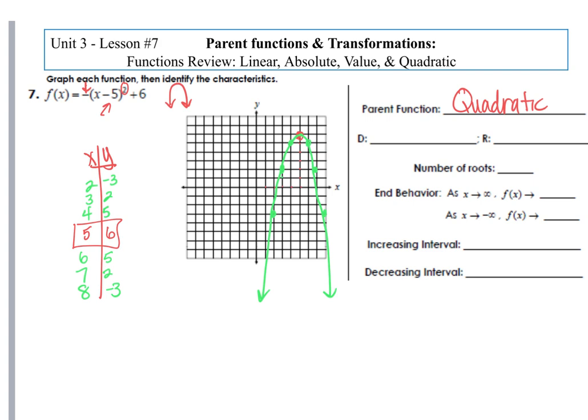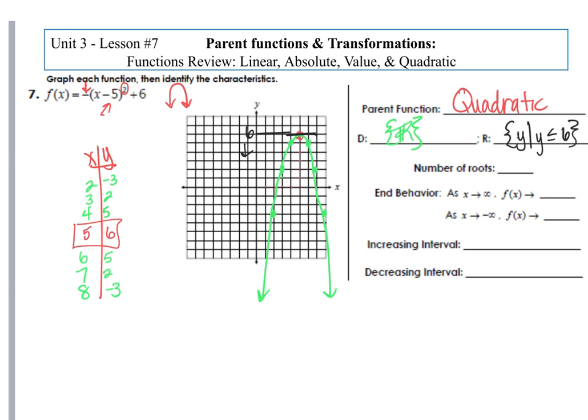Okay, the domain for quadratics doesn't change. We have outward spread forever, all real numbers. My range, what's my highest point? Because we are a sad parabola, we have a maximum. That maximum y value was 6, and then the arrows are going down, so they're getting less than. So we say all the y's such that y is less than or equal to positive 6.